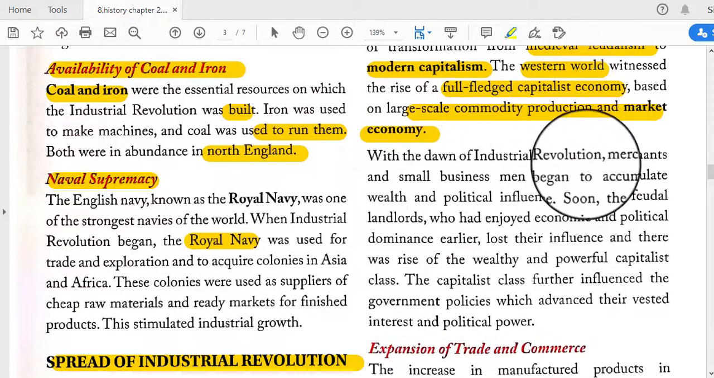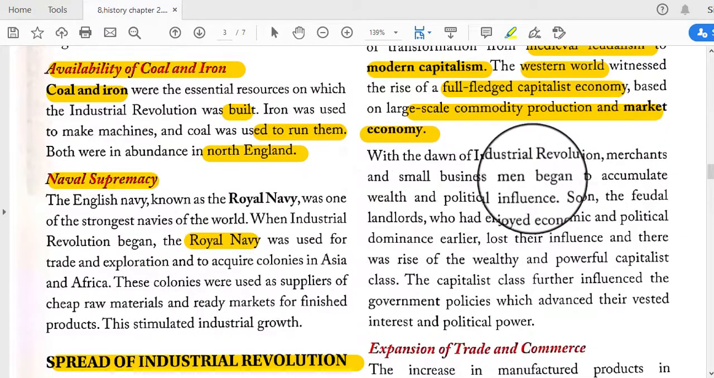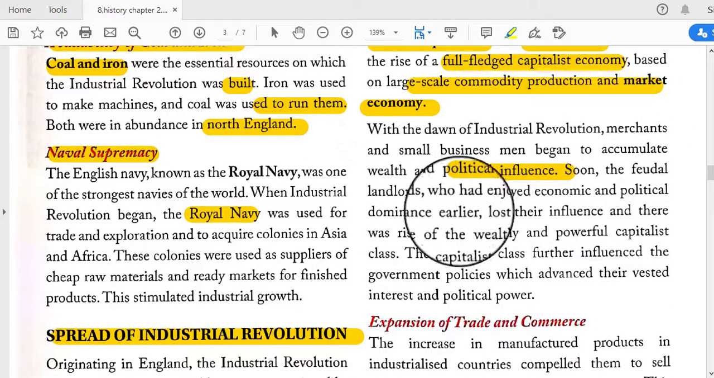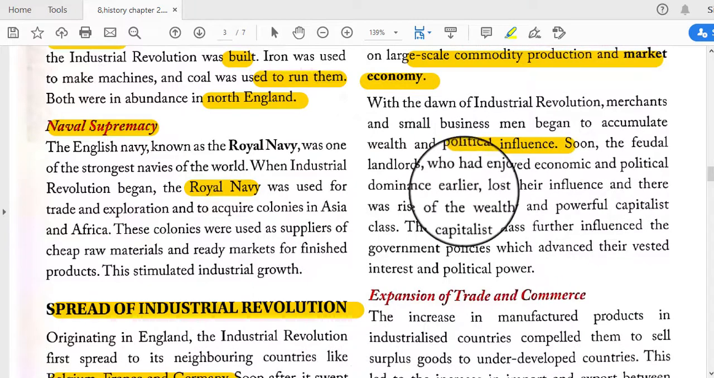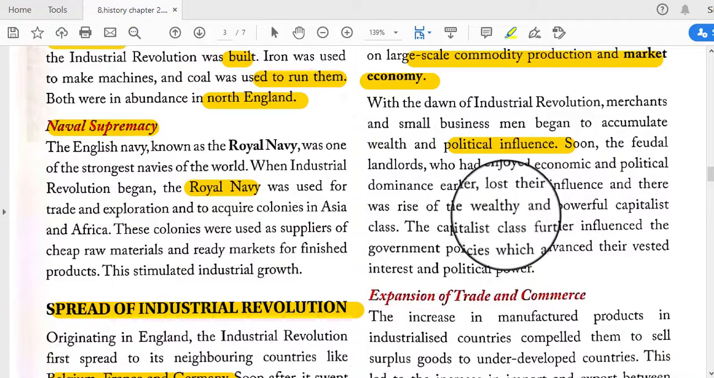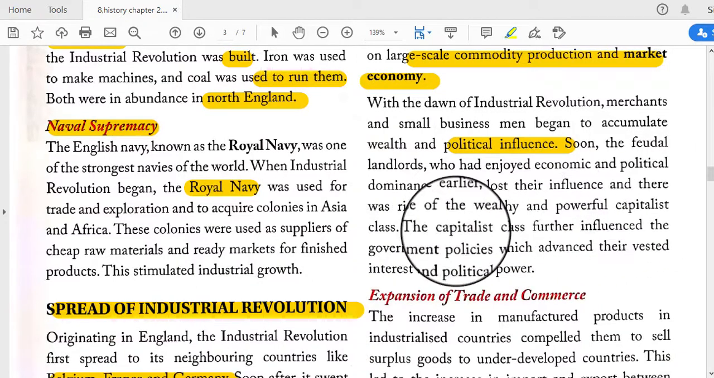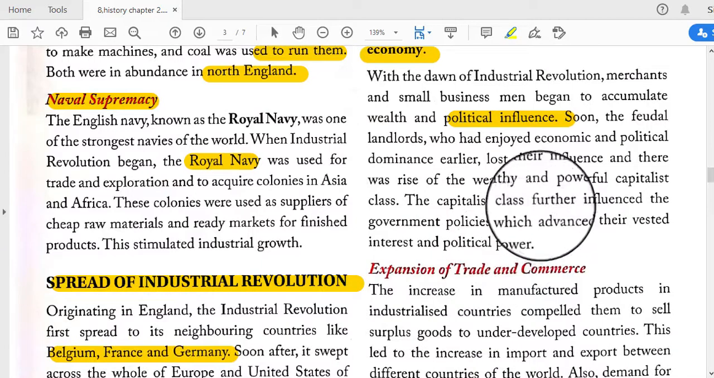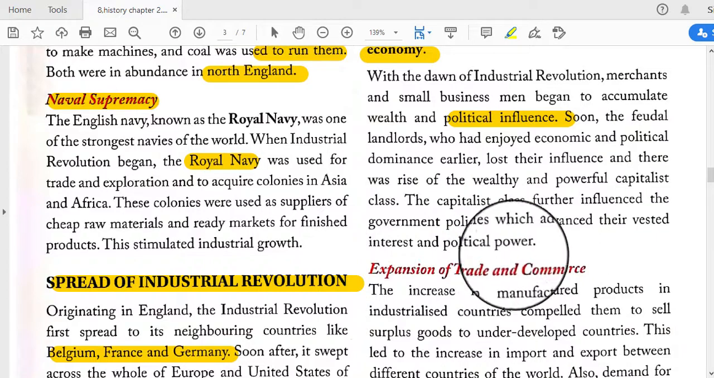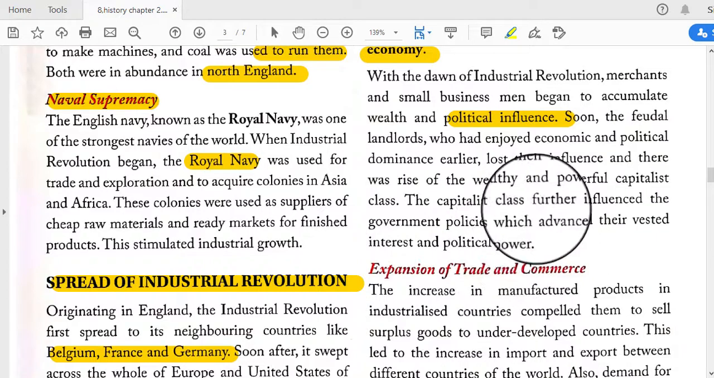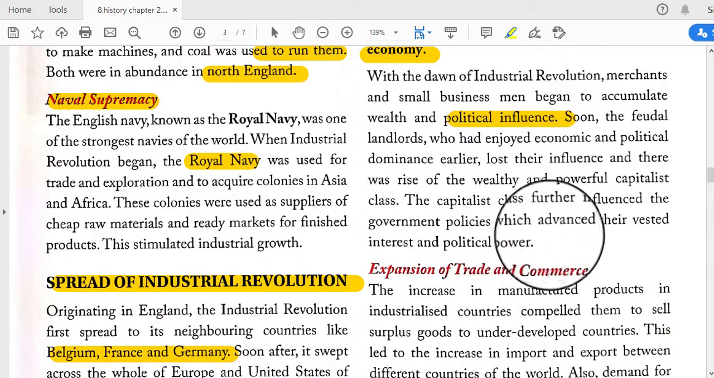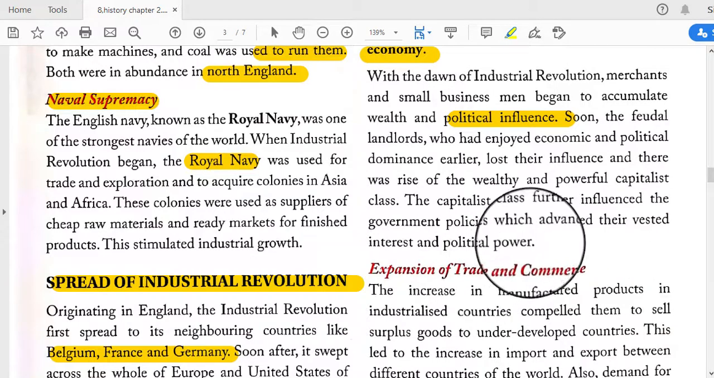With the dawn of the Industrial Revolution, merchants and small businessmen began to accumulate wealth and political influence. Soon the feudal landlords, who had enjoyed economic and political dominance earlier, lost their influence, and there was a rise of the wealthy and powerful capitalist class. The capitalist class further influenced government policies, which advanced their vested interest and political power.